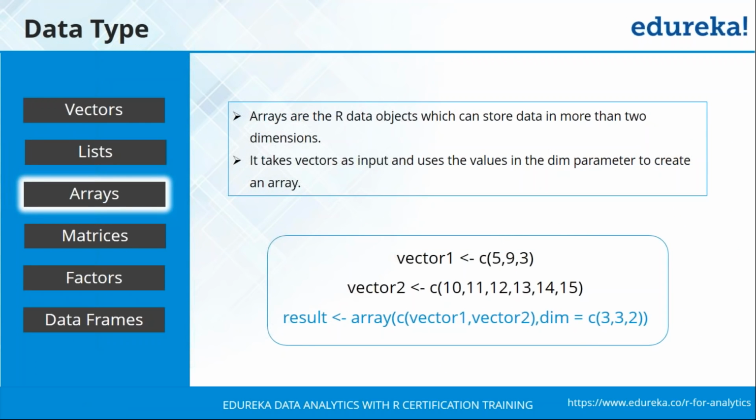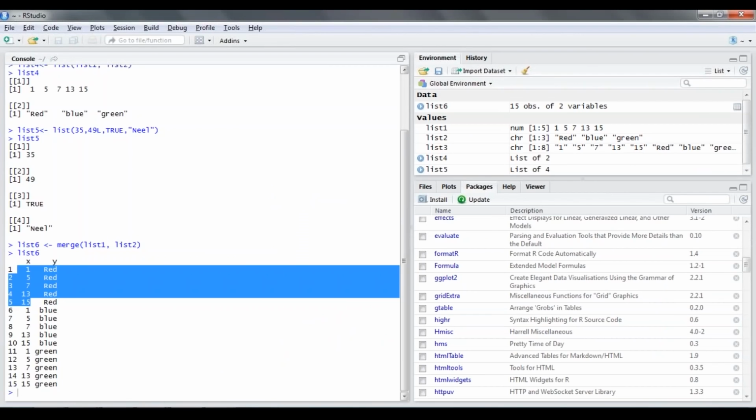Now coming to the next data type, arrays. Basically the purpose of arrays in R is to store your data in more than 2 dimensions. To store it in 2 dimensions, you have matrices, but we'll talk about that in the next part. But basically what you need to understand is that array helps you store data in more than 2 dimensions, and it usually takes vectors as input parameters. Okay, now what I'll do is let me just clear all this.